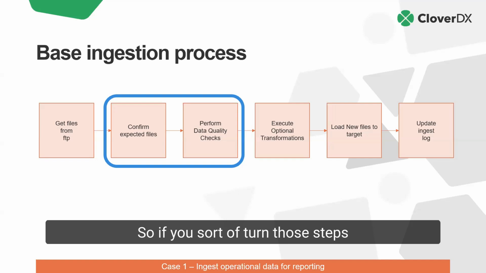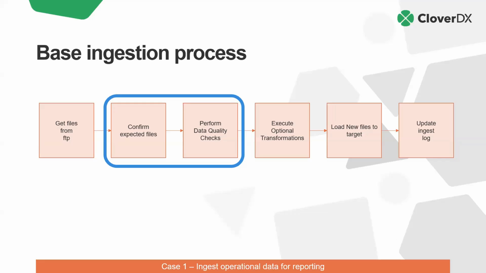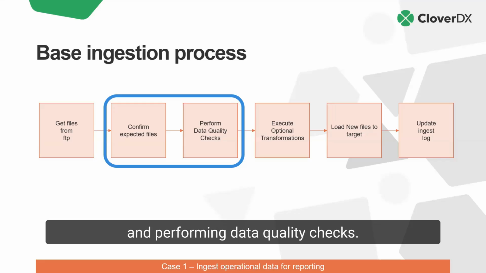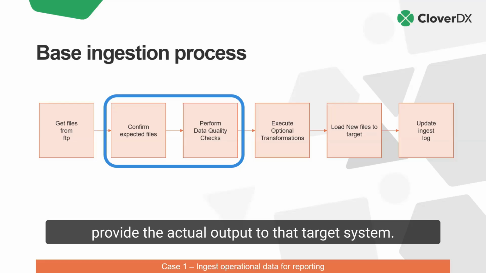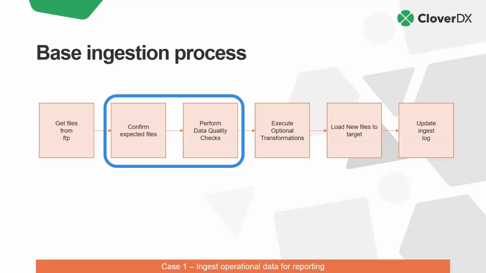So if you turn those steps that I mentioned sideways, you can see the data pipeline as it emerges. And the part that we're going to focus on is confirming those expected files and performing data quality checks, right? That's where we're doing a bulk of our validation before we actually execute the transformations and provide the actual output to that target system.